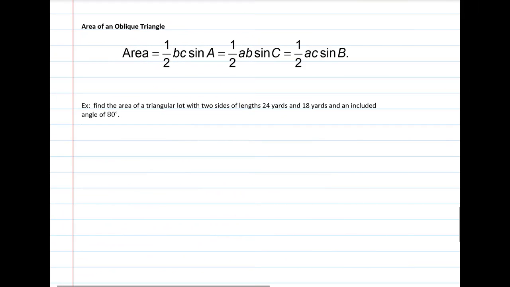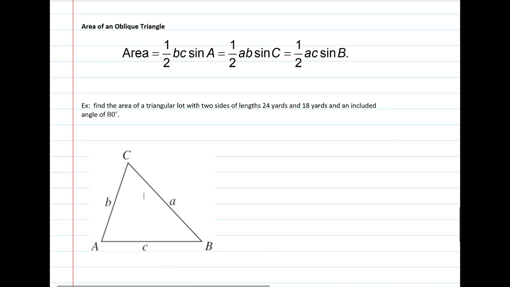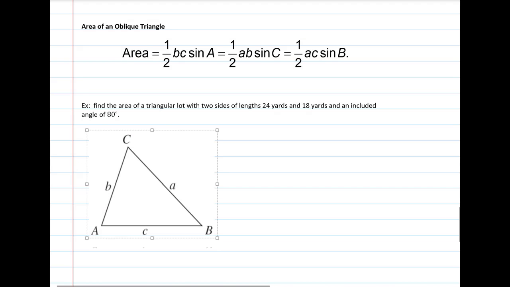All right, guys. One more thing in this section is a formula for finding the area of an oblique triangle. This formula is going to work when you have two sides and an included angle, meaning the angle in between those two sides. So if we want to find the area of a triangle with two sides of length 24 yards and 18 yards and the included angle is 80 degrees, then we can use this formula.